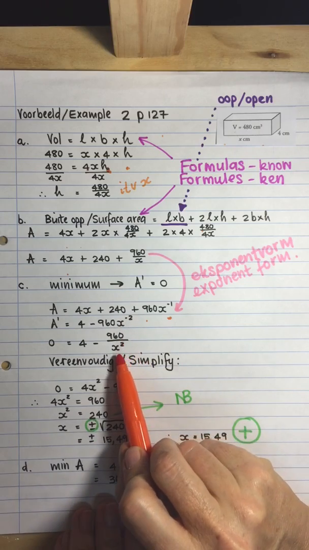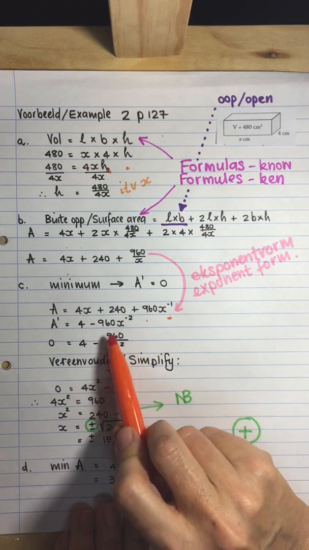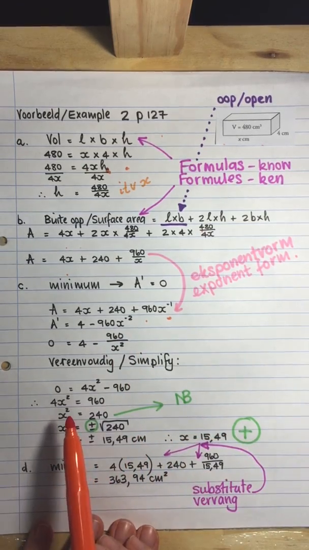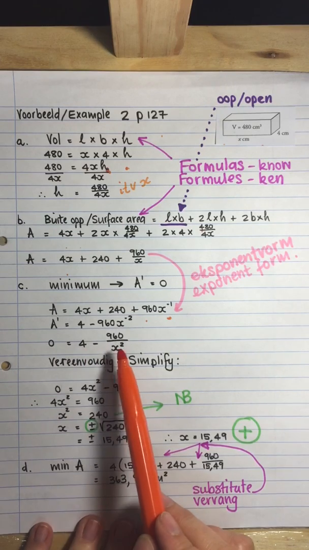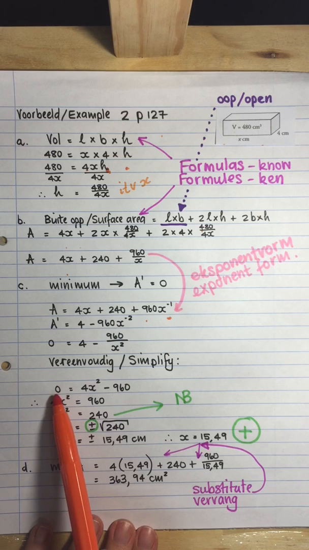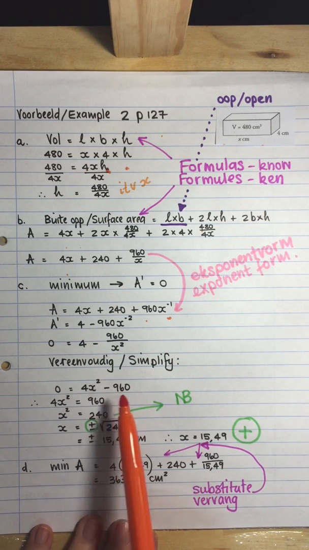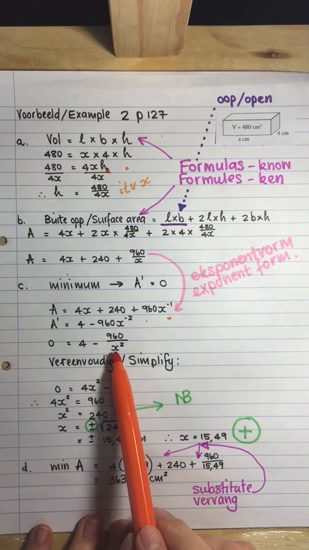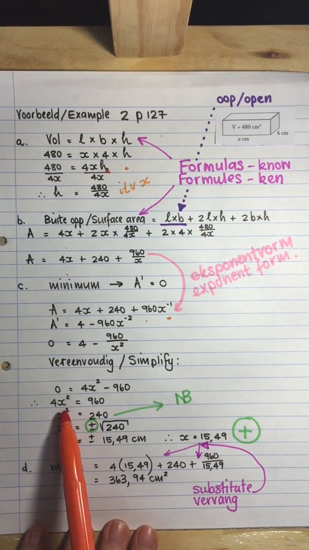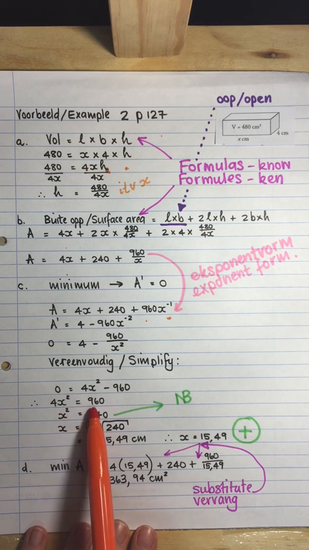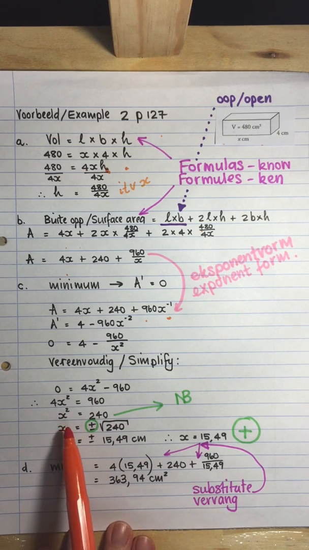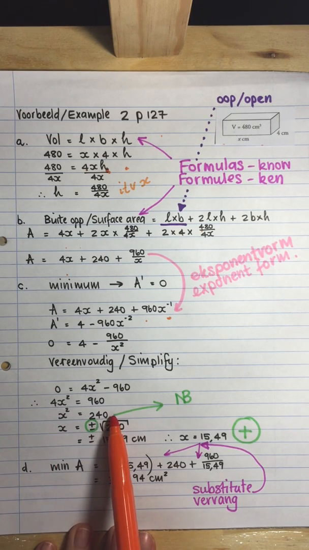X to the power of -2 is a fraction again. I can rearrange to make a fraction. And after this step, I can simplify by multiplying each term with x squared. It gives us still a 0 on this side, 4x squared over here, and over here we have 960, the x squared and the x squared cancelled out. Still rearranging, I can say that 4x squared is equal to 960. Divide on both sides by 4. X squared is equal to 240.